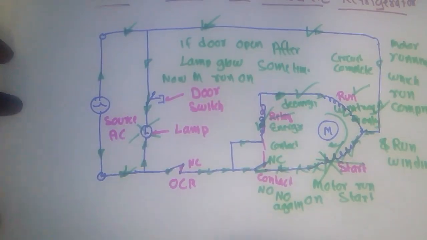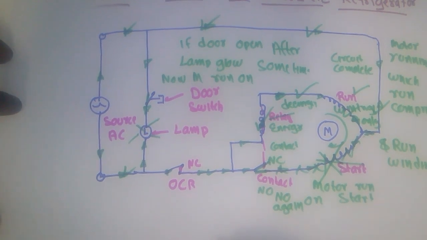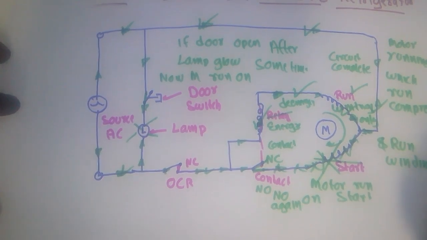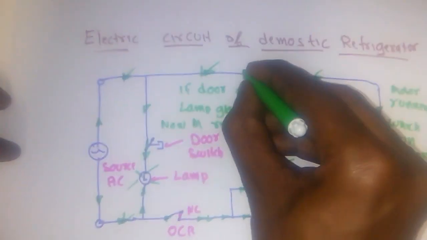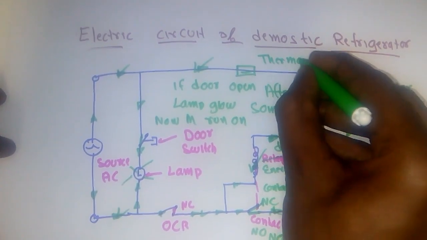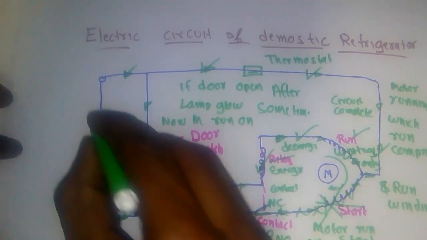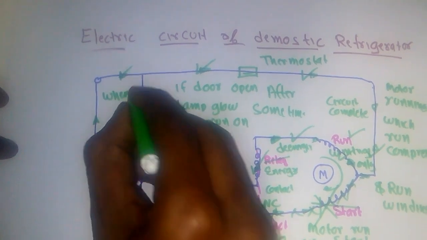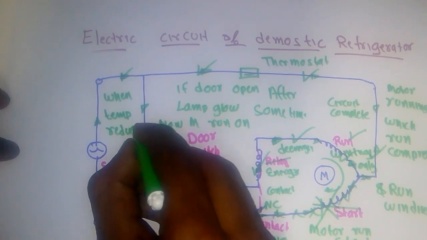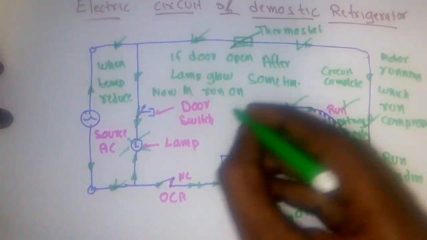We know that our refrigerator is not running continuously; when its temperature is reached, it stops automatically. So for that we have a thermostatic switch. A thermostatic switch is a temperature gauge, or you can say a temperature controller, that will open a contact when the temperature reaches. So when the temperature inside the refrigerator reduces, it will open that contact, then no supply goes to the motor.